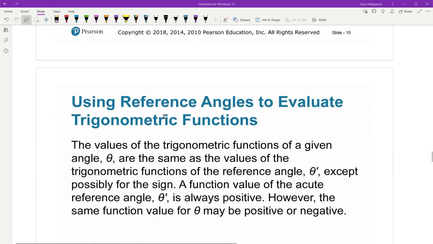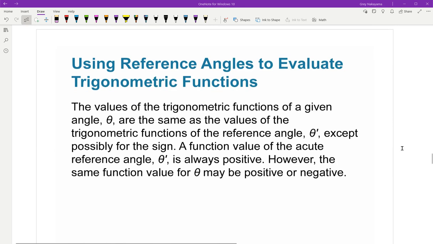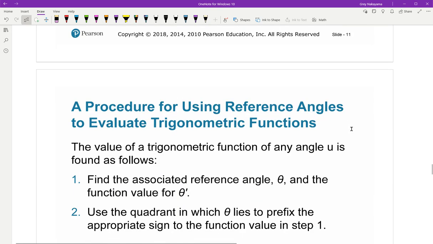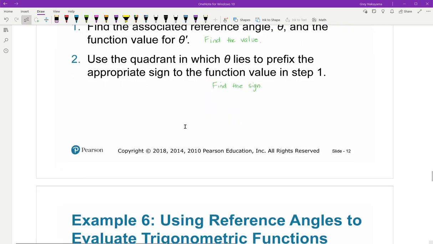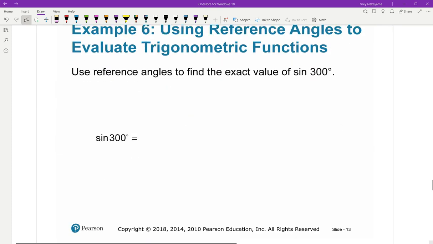Okay, so the last thing we have to talk about is using these reference angles to evaluate trig functions. And the gist of it is, y'all, the value of a trig function is the same value that the reference angle has. The only thing that changes is the sign. You have to pay attention to the sign. So there are always two parts when you're evaluating a trig function. The first thing you're going to do is find the value of that trig function, and then you're going to find the sign of the trig function. So watch this. Just a few examples, and then we're done.